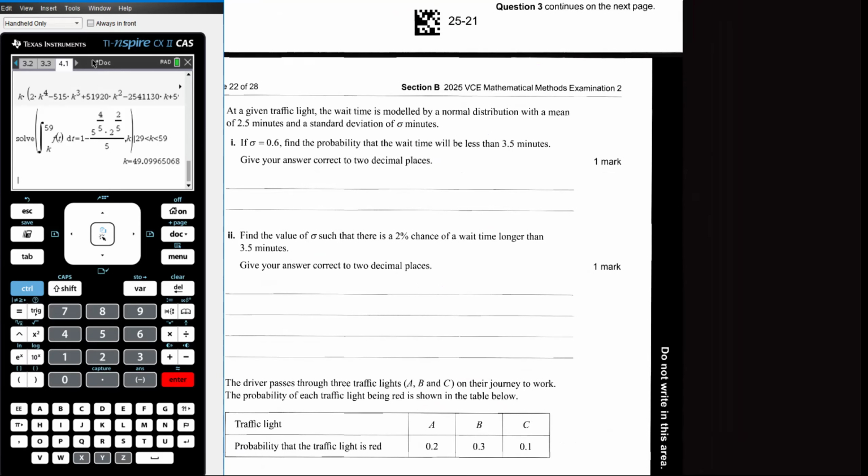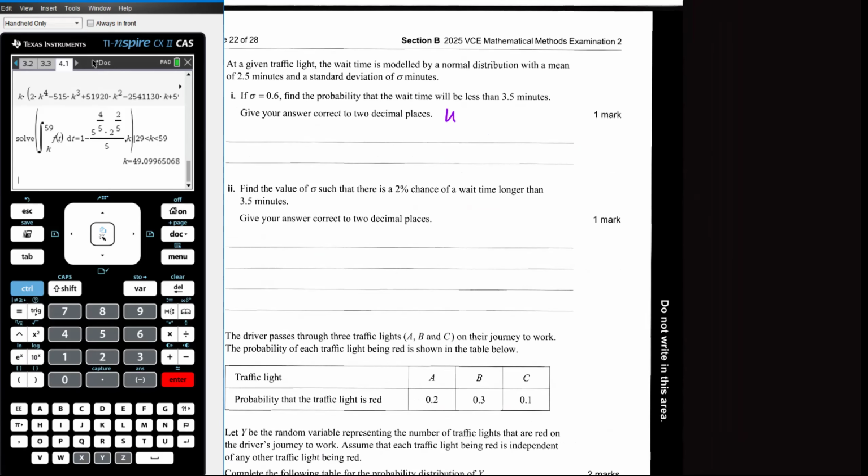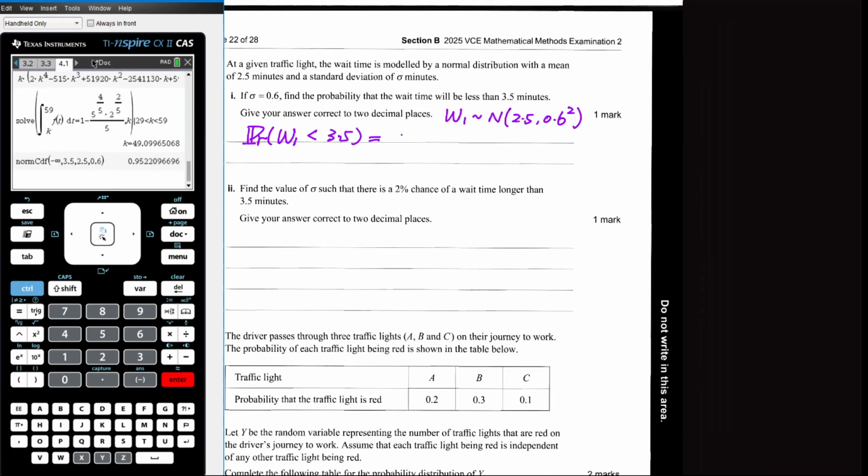Given traffic waiting time modeled by normal distribution. So W1 is a normal distribution, mean 2.5, and the standard deviation they use is 0.6. Now I would like to find the probability W1 less than 3.5. So we can use normCDF from minus infinity to 3.5, mean 2.5, standard deviation 0.6. Two decimal places, 0.95.